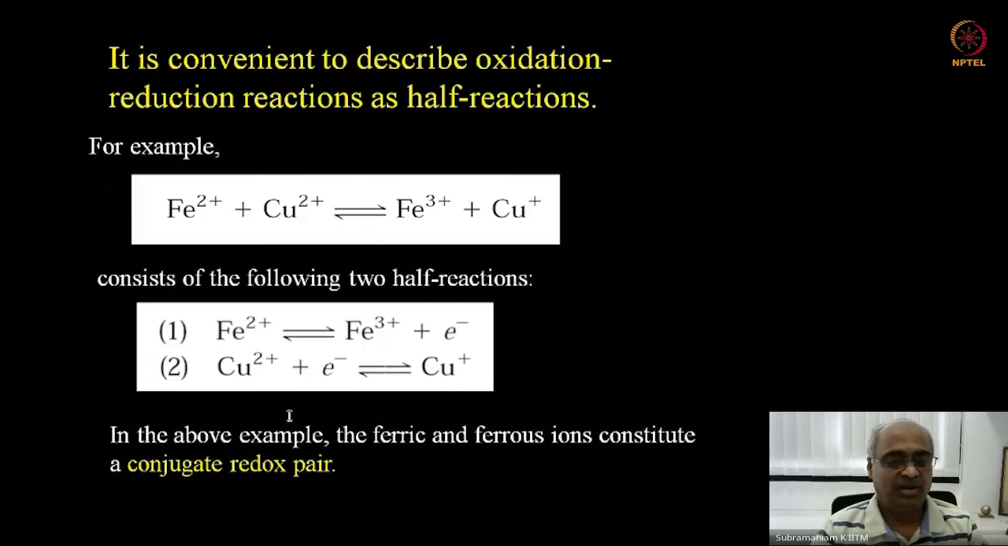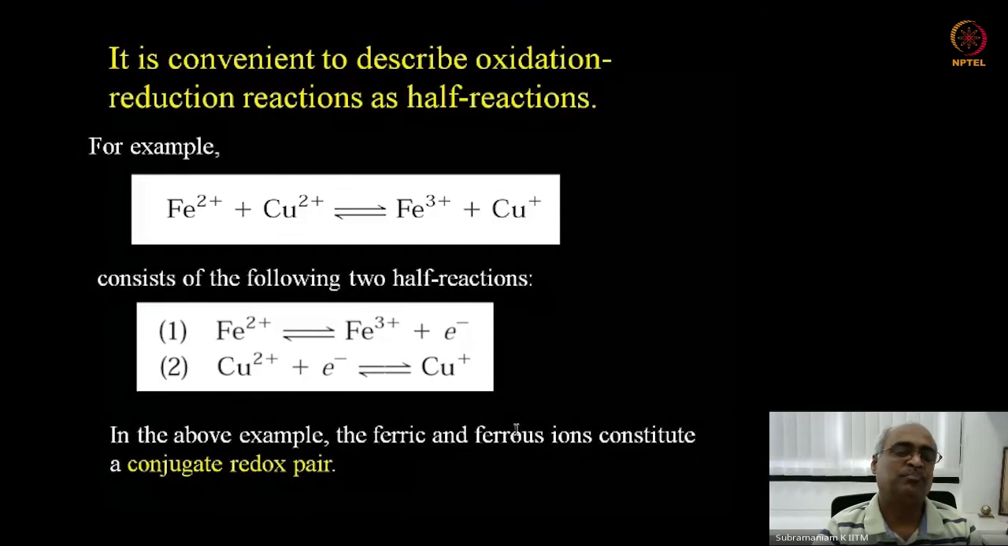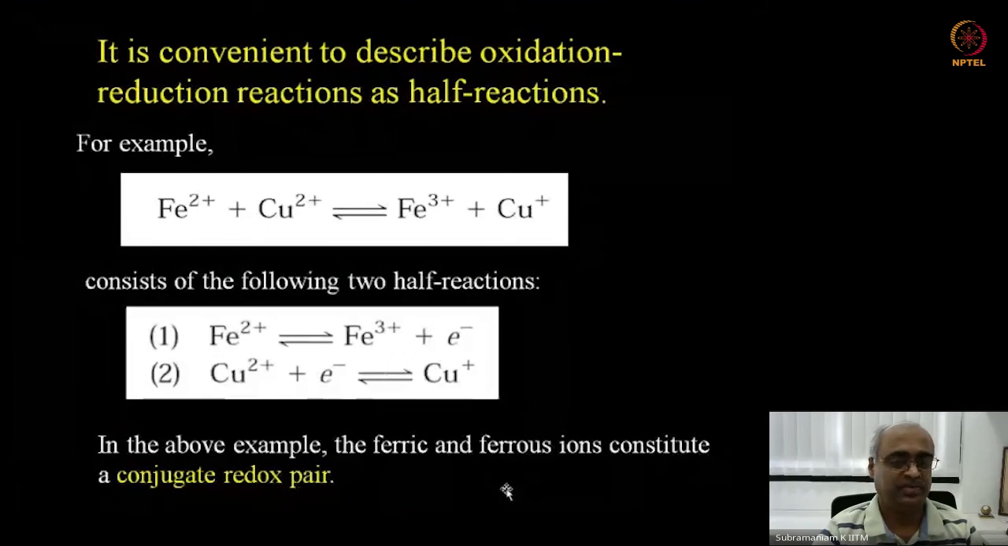So you have one redox pair here, another redox pair here. Let us say this is at one electrode of a battery, and this is at the other electrode of a battery. And if this is something that would have less affinity for electrons, and this has more affinity for electrons, then if the two electrodes are connected by wire, electrons will automatically flow from one electrode to the other electrode. Okay, so that is the basis for what happens in the electron transfer based oxidation reduction reactions.